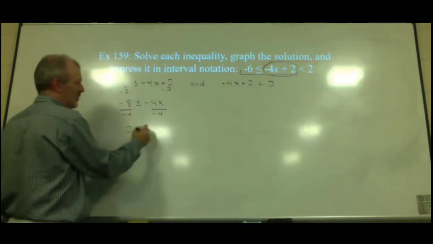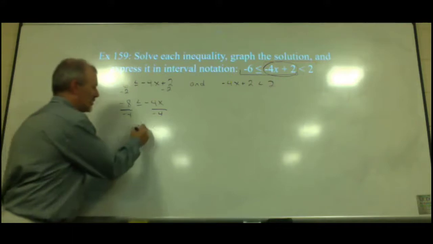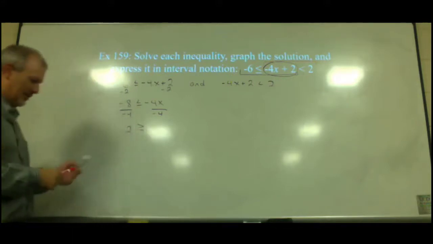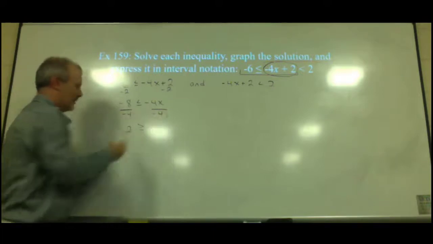That gives us a 2, and that gives us an x. Do we have to switch the sign? Yes, very good. So it becomes greater than or equal to. And again, the reason for that is we divided by a negative on both sides.